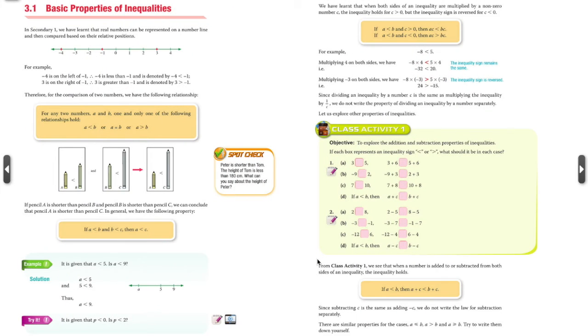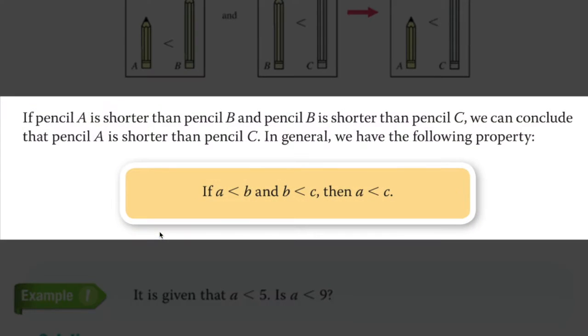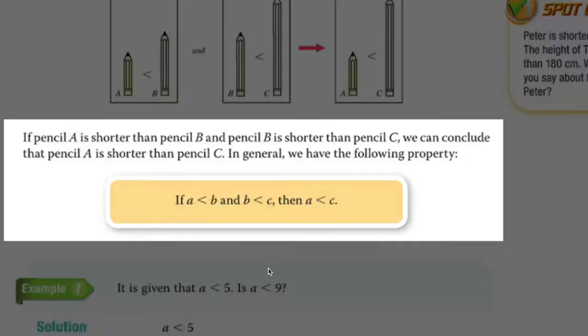So now we're going to move on to chapter 3 on basic properties of linear inequalities. For inequalities, there are a few properties that you need to take note of. The first property is quite intuitive. If a number A is less than B and B is less than C, then of course C is the greatest and A will naturally be smaller than C.